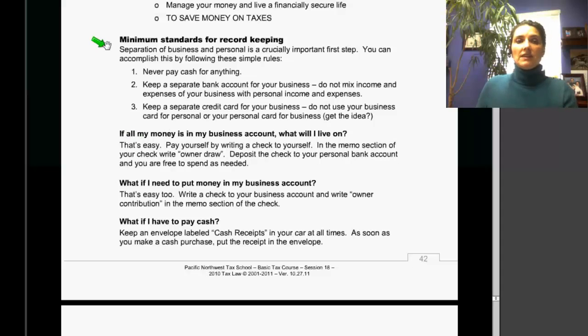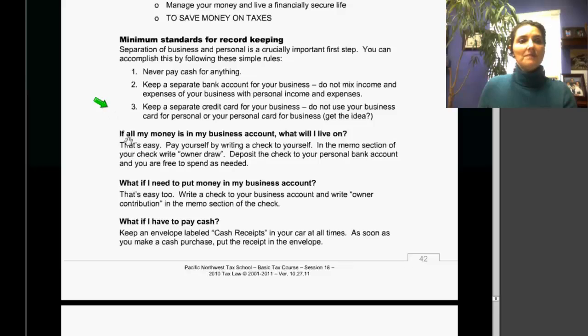Minimum standards for record keeping. Separation of business and personal is a crucially important first step. You can accomplish this by following these simple rules. Never pay cash for anything, if you can possibly help it. Keep a separate bank account for your business, and do not mix income and expenses of your business with personal income and expenses. Keep a separate credit card for your business, and do not use your business card for personal or your personal card for business.